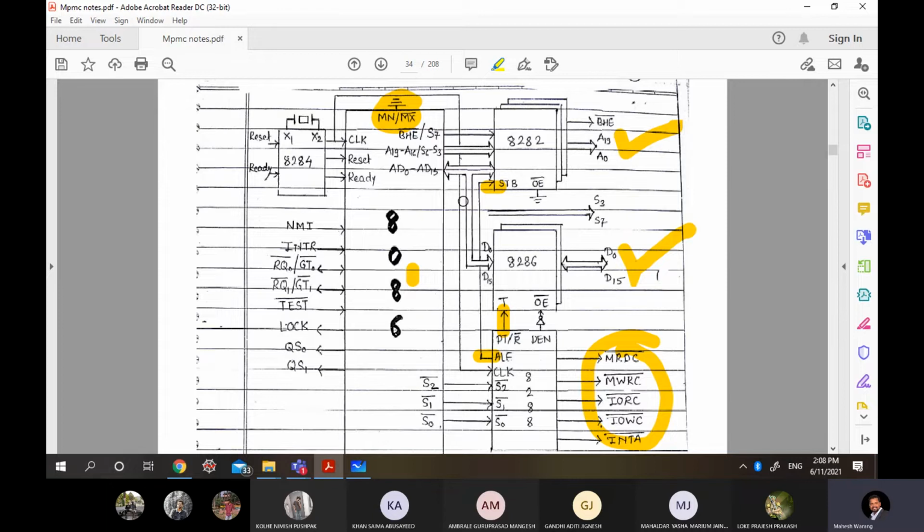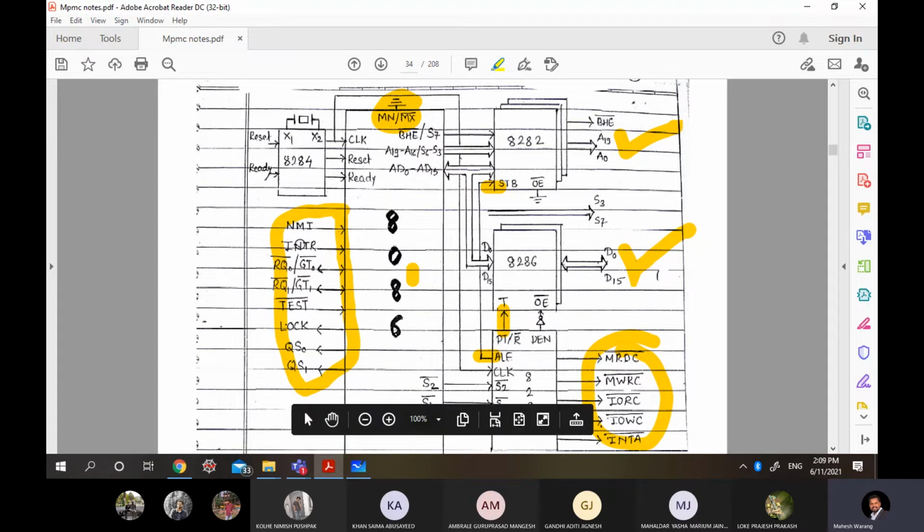Now one more important thing is that whatever pins are remaining, that we have to draw here. Whichever pins are not covered here, everything has to be drawn here. That is NMI, INTR, then request grant, TEST bar, LOCK, and this QS0 and QS1. This is what you have to list over here. Whatever pins are remaining, you have to show over here. Why? Because in total there must be the 40 pins. All pins should come. These are the compulsory ones. After that, if you remember the pins, you have to list them over here.